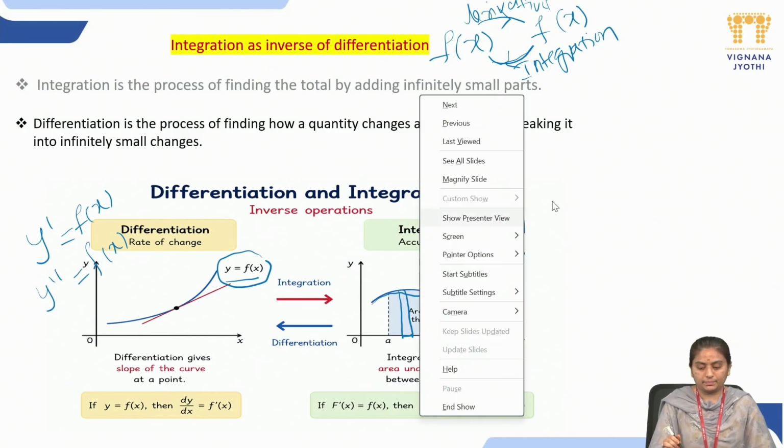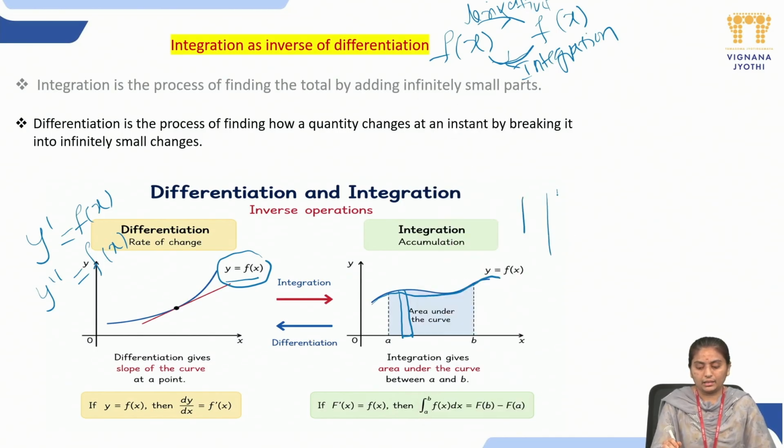If we take a single rectangular strip, with dx as the width and this length as y, the distance is dx. So the area of the rectangle is y into dx. If you want to calculate the whole area by adding up many infinitely small rectangular strips within the initial and final boundaries, we can take the integral from a to b of y dx.